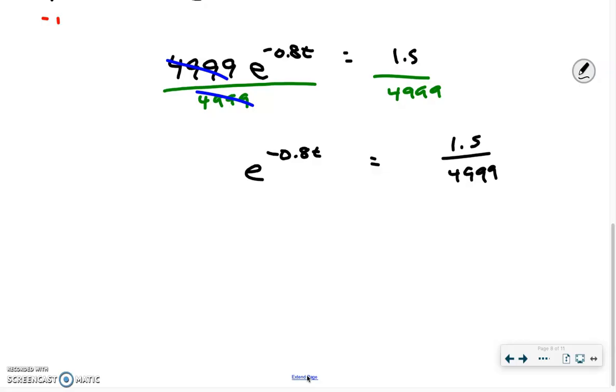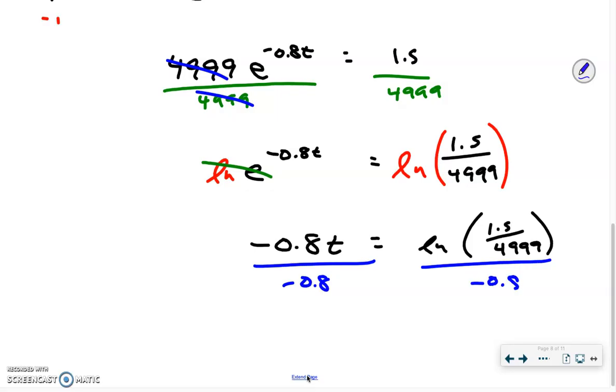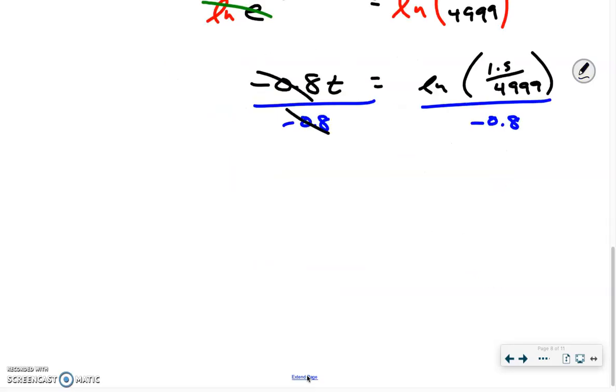What's my next move? How do I get rid of this e on the left? We're going to apply the natural log. The catch is, if you do it on the left, you have to do it on the right. So on the left side, we have a cancellation. So negative 0.8t is equal to the natural log of, again, we've decided to leave that. Could you have gone decimal? Of course, but every time we round within the problem, we just get a little further away from the final answer. Speaking of final answer, we're almost there. We just have to divide by that coefficient of negative 0.8, and we're there. What are we going to say? t is the natural log of 1.5 over 4,999, divided by negative 0.8.